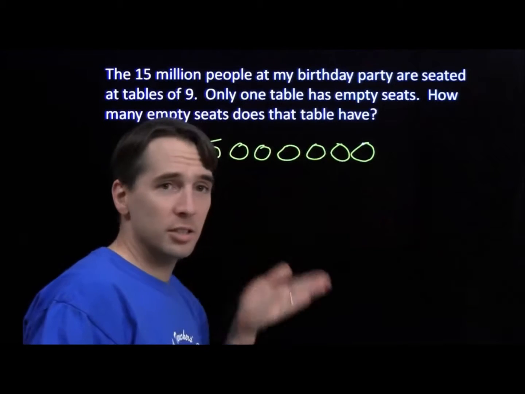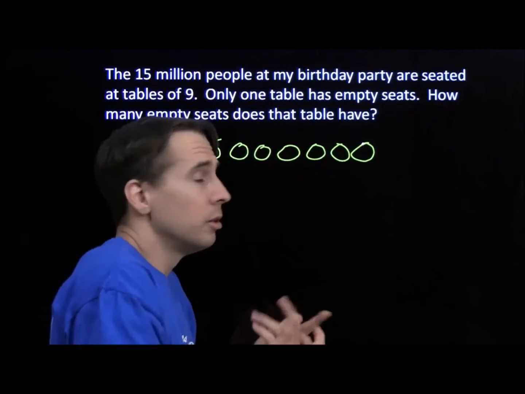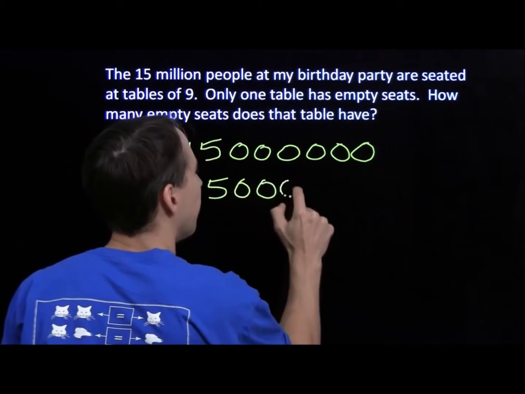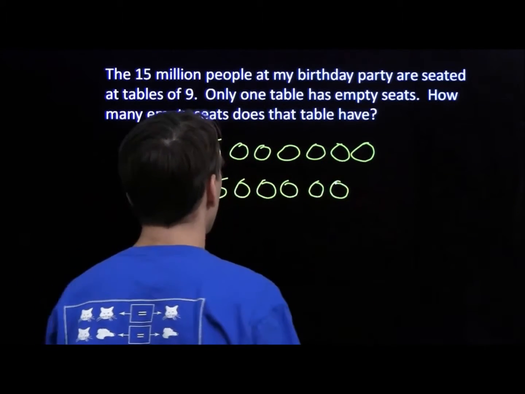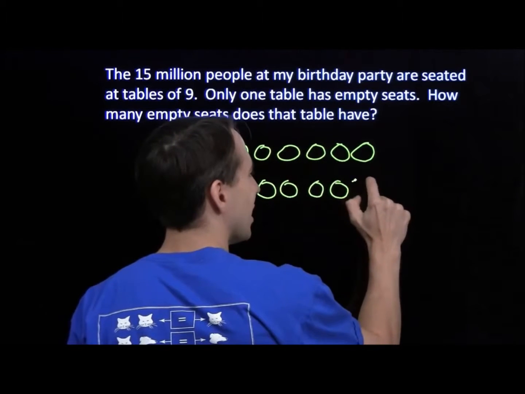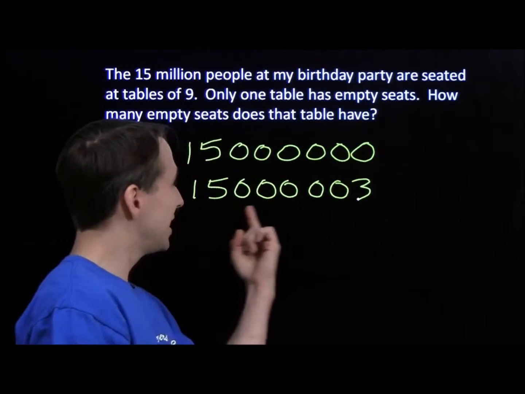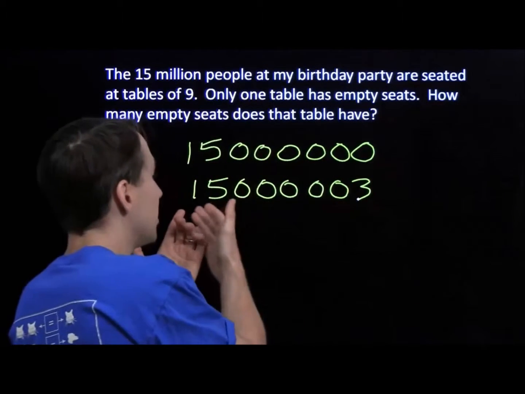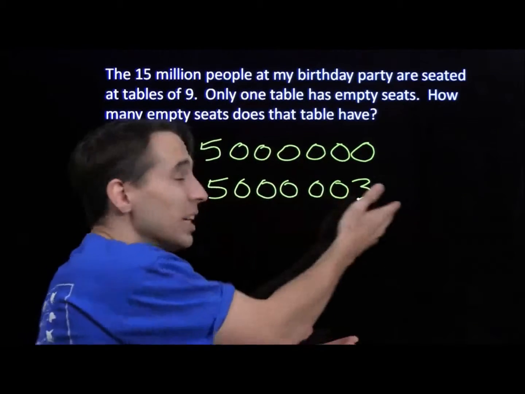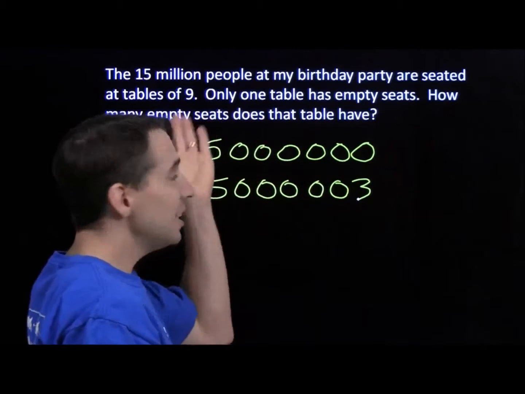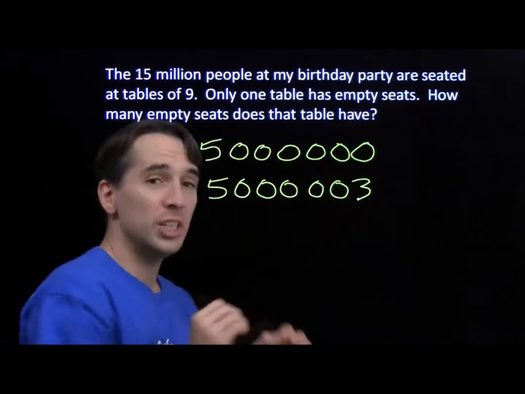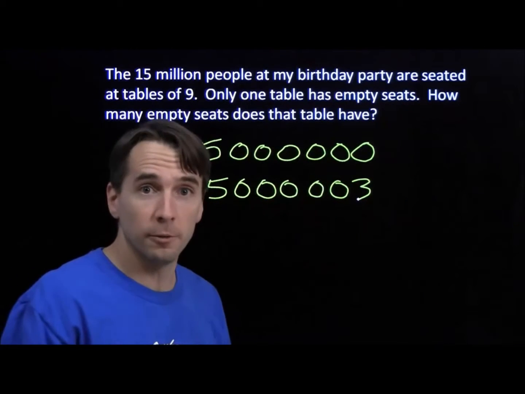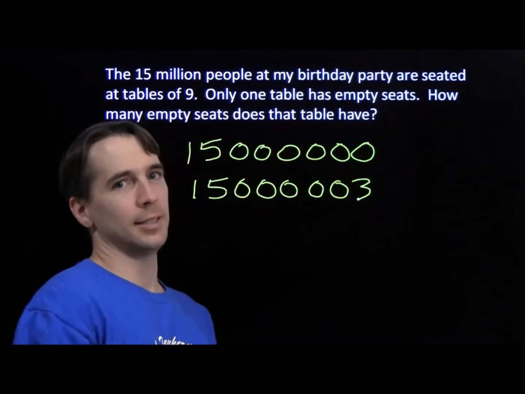If the sum of the digits is a multiple of 9, then the number is a multiple of 9. So I can find a very close multiple of 9. The sum of the digits so far is 6. I add on 3 more. The sum of the digits of this number, 15 million and 3, is 9. So this number is a multiple of 9. So my 15 million are 3 shy of a multiple of 9. That means that last table that isn't completely full has 3 empty seats.